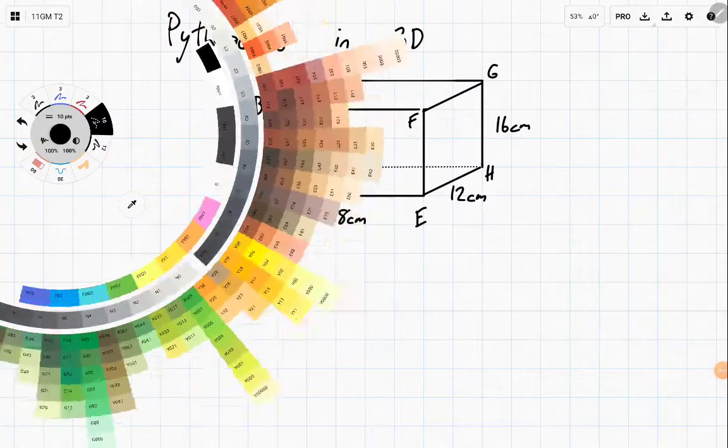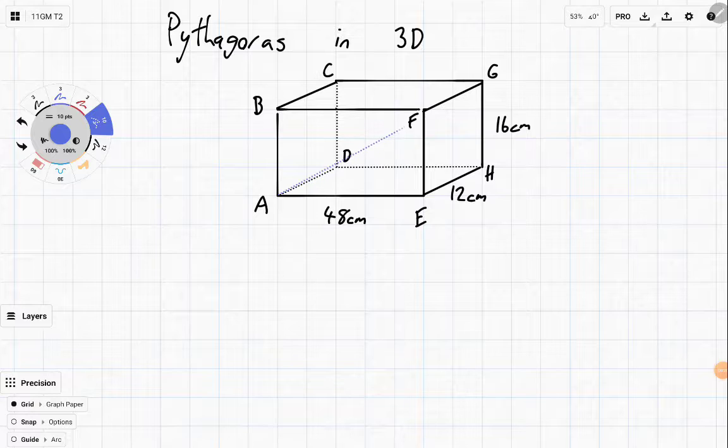Just to give us a little bit of a picture, you can imagine putting a pole right through from one corner to the other. It could be any of these. It could be from C to E. It could be any of these. And the question is, how long is that pole?